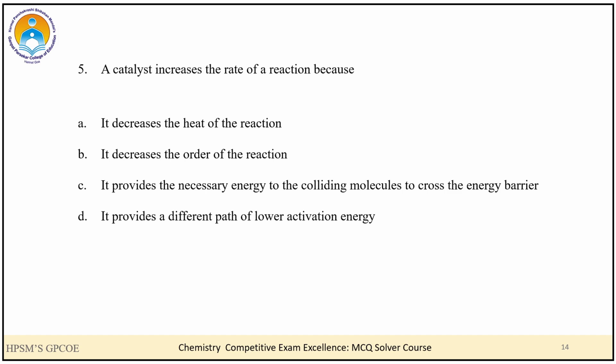Question number 5. A catalyst increases the rate of a reaction because it decreases the heat of the reaction, it decreases the order of the reaction, it provides the necessary energy to the colliding molecules to cross the energy barrier, it provides a different path of lower activation energy.